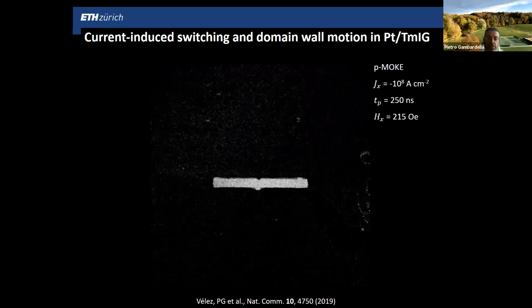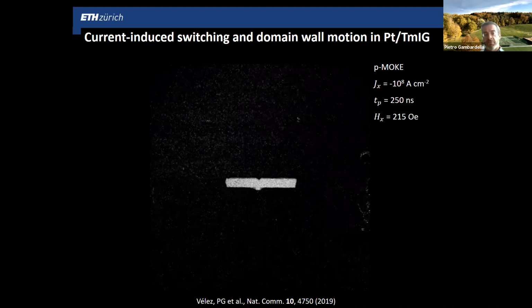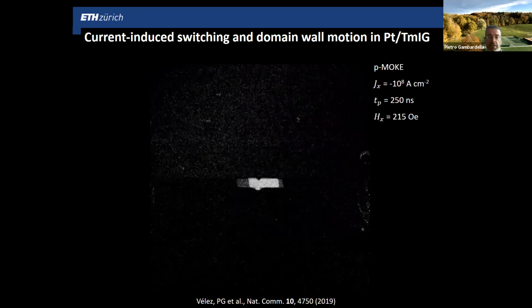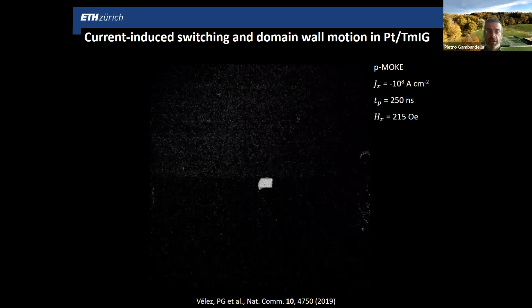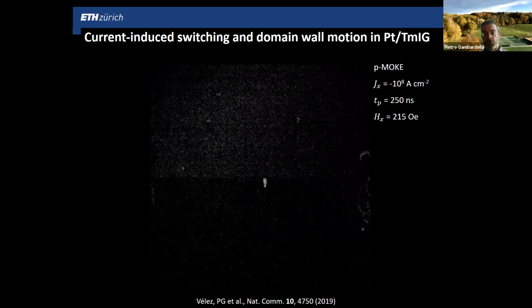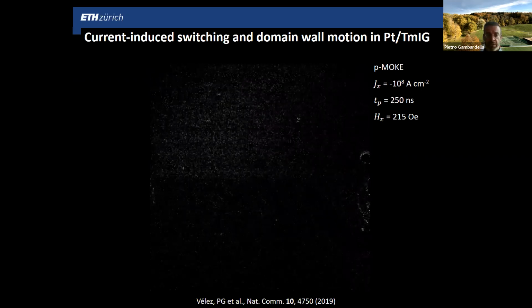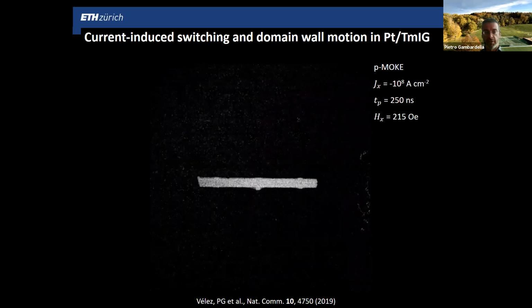Okay. And the interesting thing is that this only occurs underneath the platinum metal layer. So we can essentially write the magnetization where we want in this garnet by essentially patterning the platinum circuit on top of it. Okay.